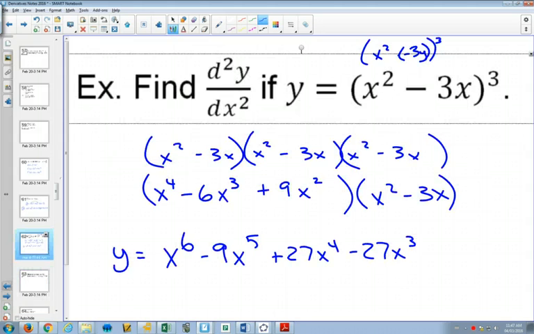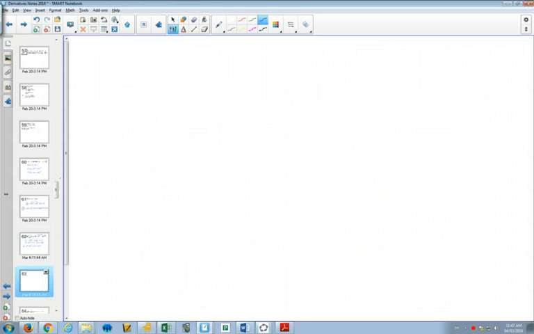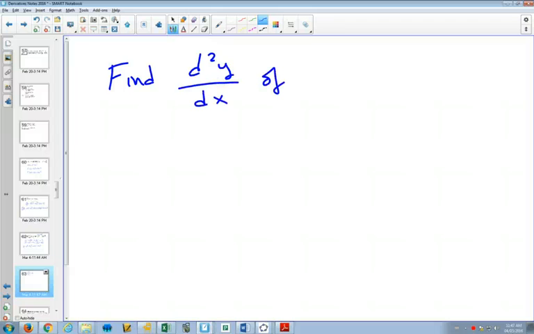Now I'm going to just make up one more just for fun. Let's do one just to connect it to what we were doing before. That looks like fun. Whew, implicit differentiation and the second derivative.